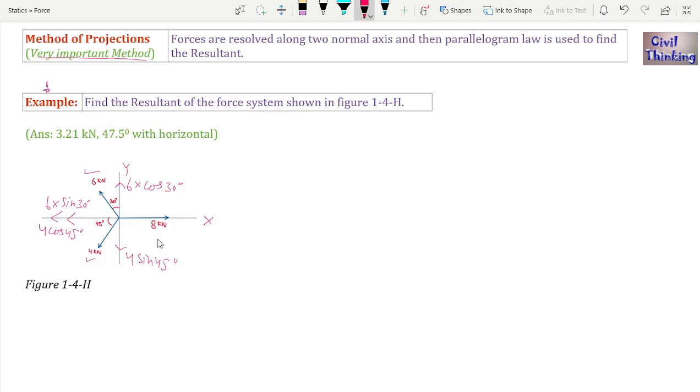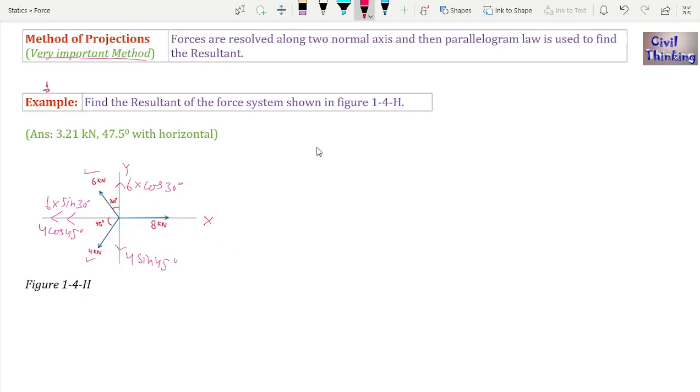Now let's come to another force. 8 kilonewton is already in the x direction, and the component of 8 kilonewton in the y direction will be 0. Why? Because the y axis is perpendicular to 8 kilonewton and the perpendicular component is always 0. So we don't have to resolve it. Now these are the forces in the x direction.